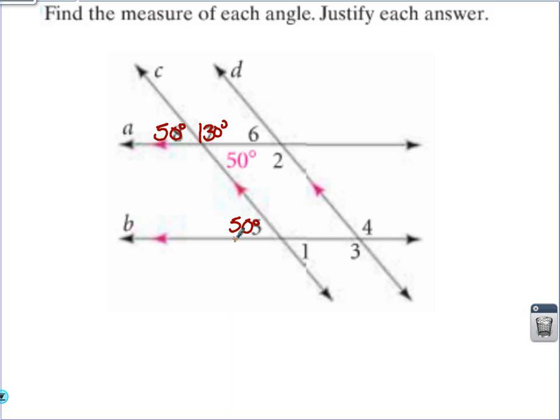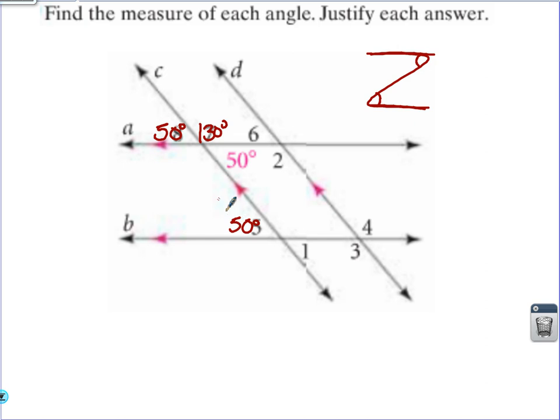Alternate interior angles are always Z-shaped. Y'all see the Z there? This angle and this angle, those are alternate interior angles. Anytime you have a Z shape where this is parallel to this, you see the Z here? Look, we've got it right here. It's actually a backwards Z. Anytime you have that Z shape with your parallel lines, those are alternate interior angles. These two are alternate interior, therefore they're going to be the same.